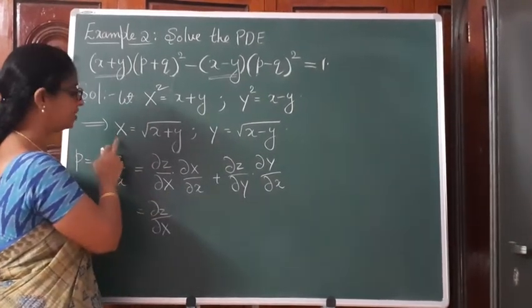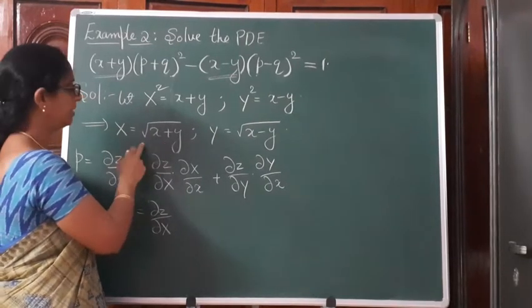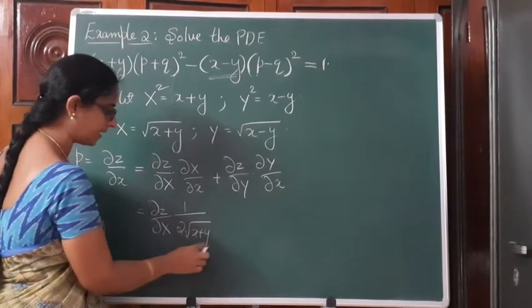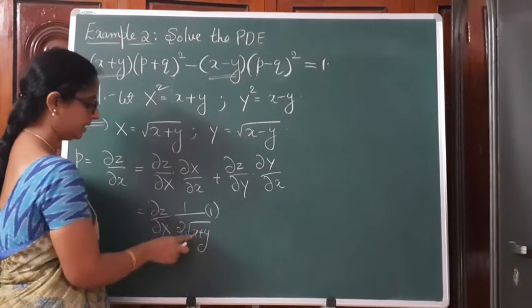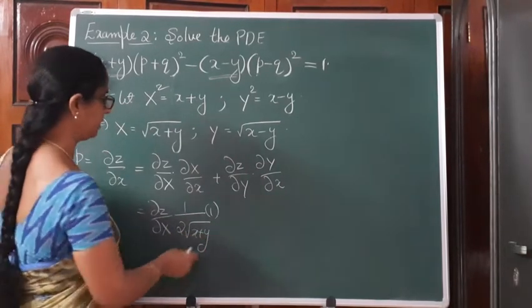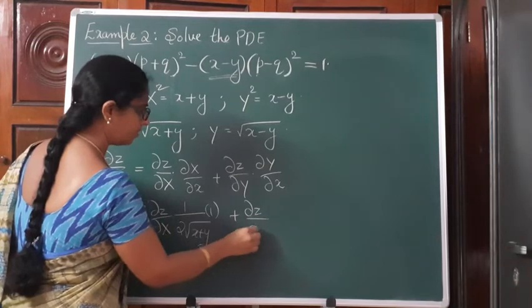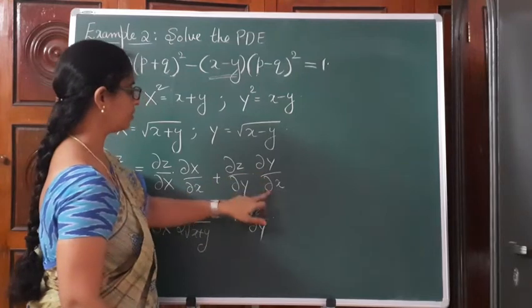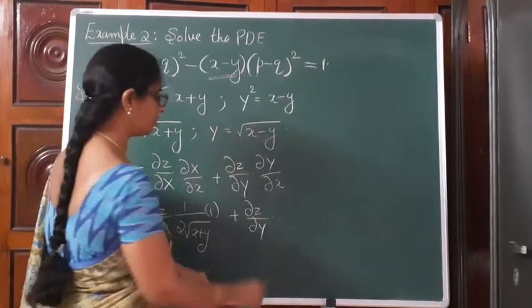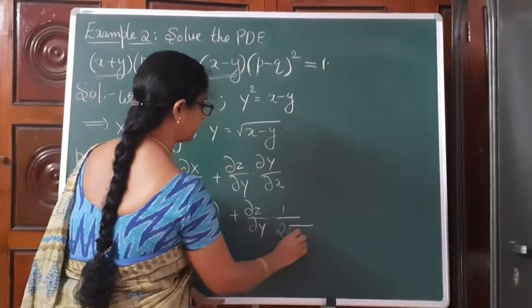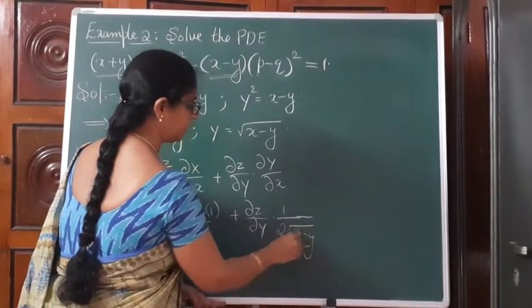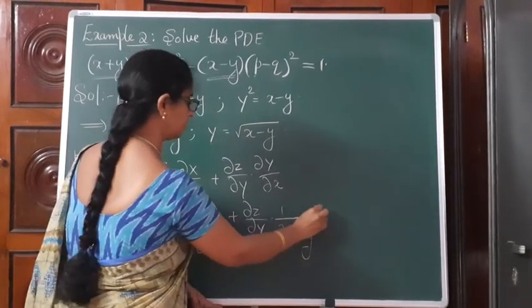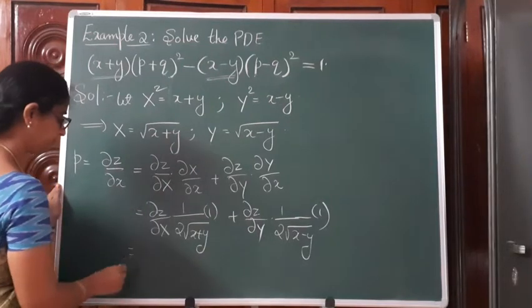What is the partial derivative of capital X with respect to x? Derivative of root over x plus y is 1 by 2 root x plus y into the derivative of x plus y with respect to x, which is 1. Derivative of x is 1, derivative of y is 0. Plus dou z by dou capital Y is not known to us, so we just carry it down. What is dou capital Y by dou x? Derivative of square root of x minus y is 1 by 2 root x minus y into the internal derivative, the derivative of x minus y with respect to x. Derivative of x is 1 minus derivative of y is 0. So 1.